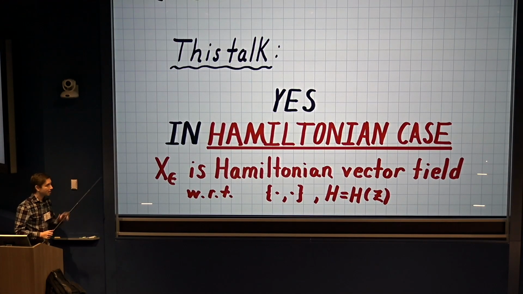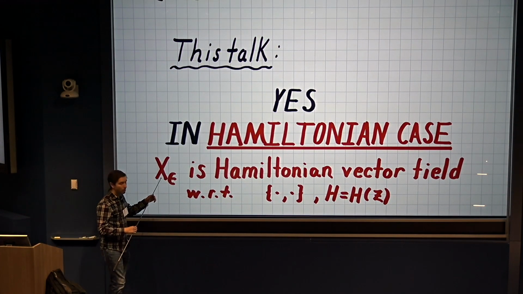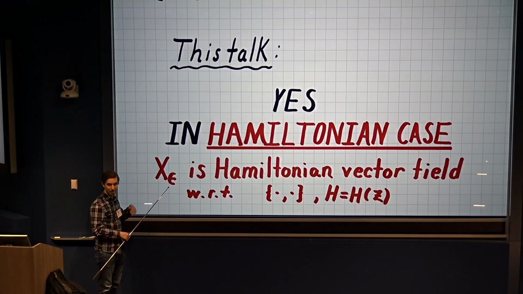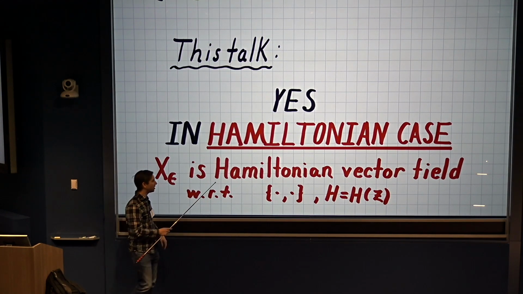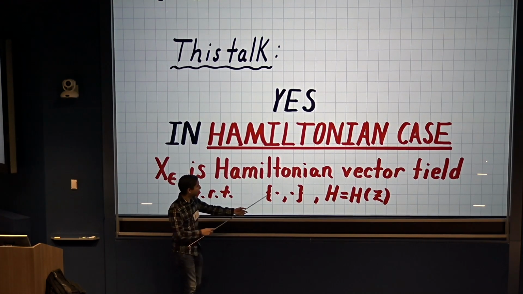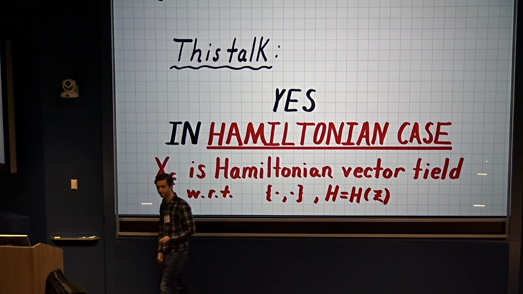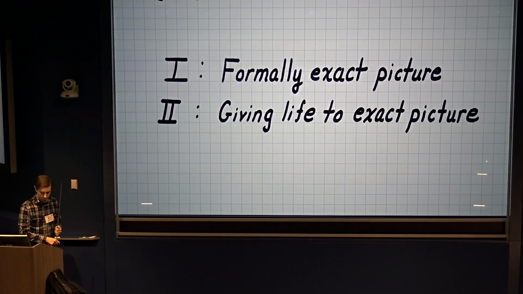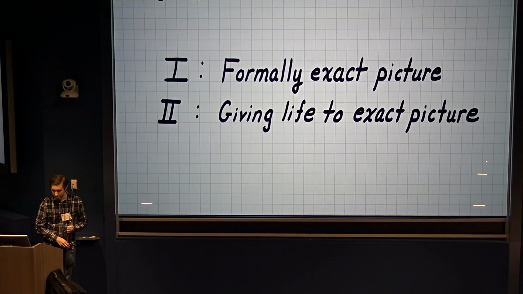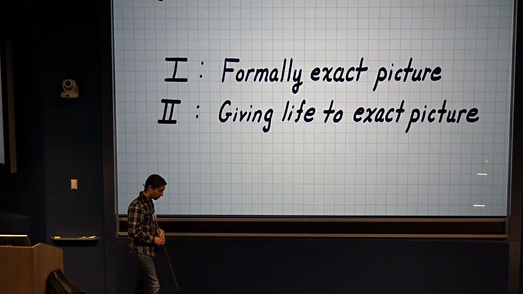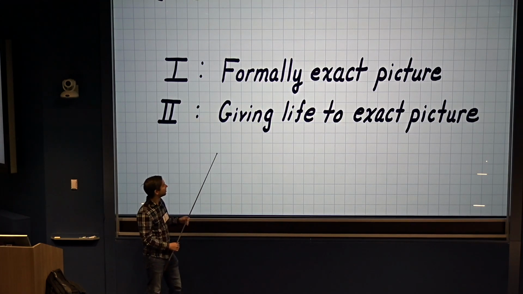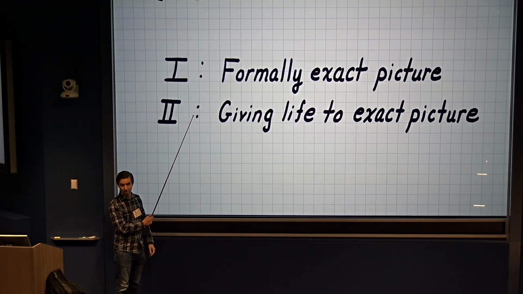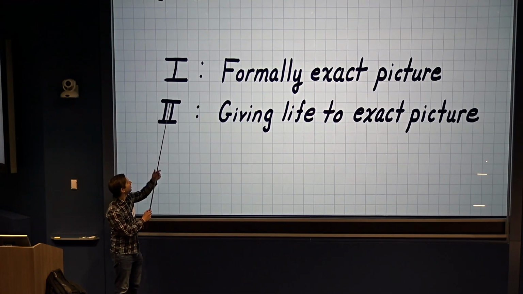And what do I mean by the Hamiltonian case? Well, it means that ODE that we started with, that x epsilon that defines the nearly periodic system, this should be a Hamiltonian vector field with respect to some Poisson bracket and some Hamiltonian function. So this is what I want to argue. To construct the argument, first, I'm going to give you the formally exact picture of how to do this, or a formally exact picture of how to do this. So that'll be the first part.